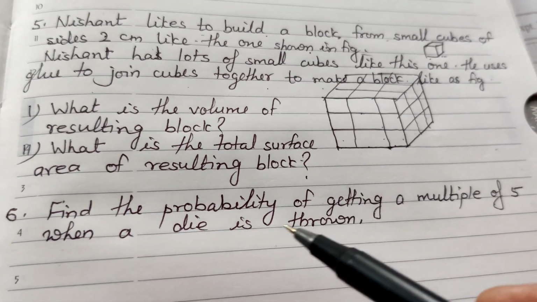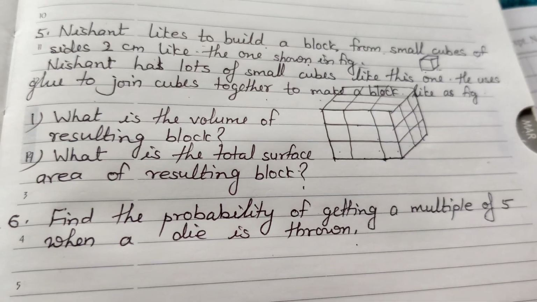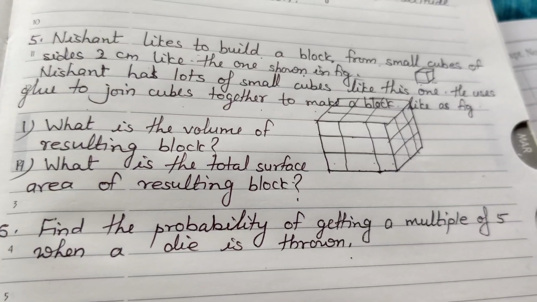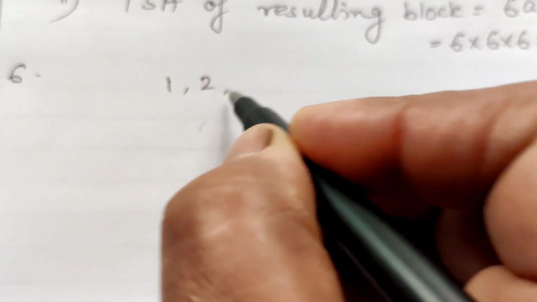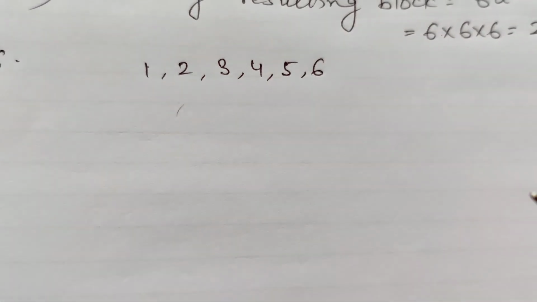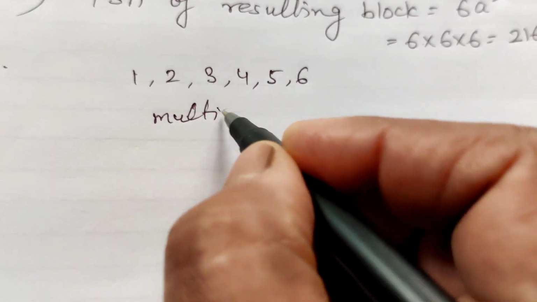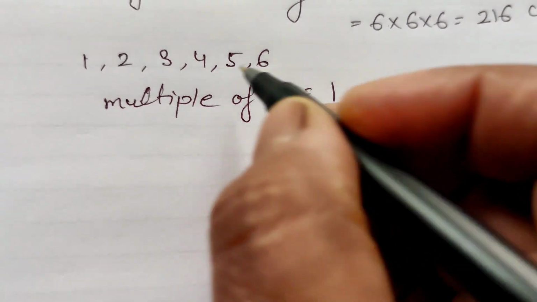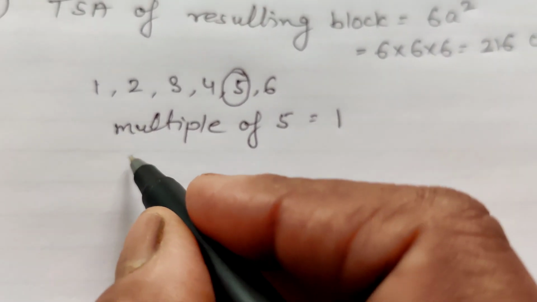Next, find the probability of getting a multiple of 5 when a die is thrown. When a die is rolled, we get the numbers 1, 2, 3, 4, 5 and 6. Okay. The multiple of 5, only 1. This is the multiple of 5. It means the favorable outcomes 1.